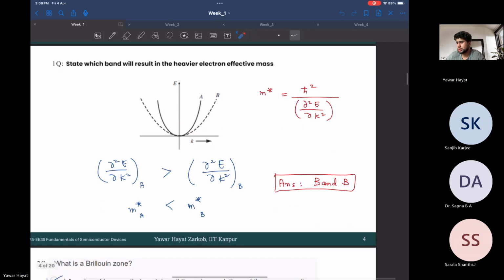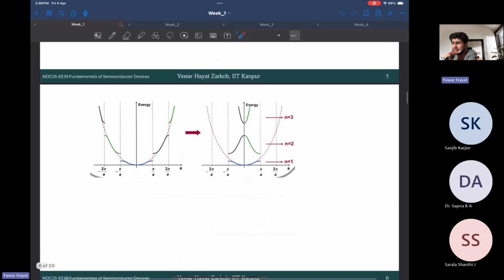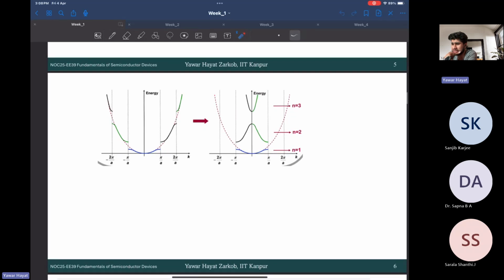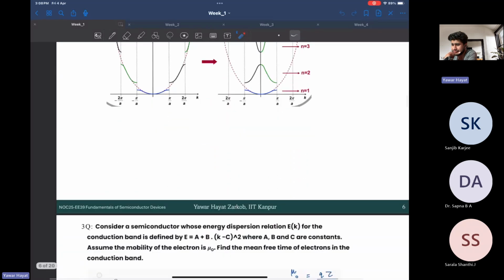Okay. So now the second one. The second one was the definition of the Brillouin zone, which is a simple question, and I won't be discussing that in this session. The definition of the Brillouin zone would be a region of k-space that contains all the unique solutions of the wave equations, right? And these are the reduced and the extended zone diagrams, right?